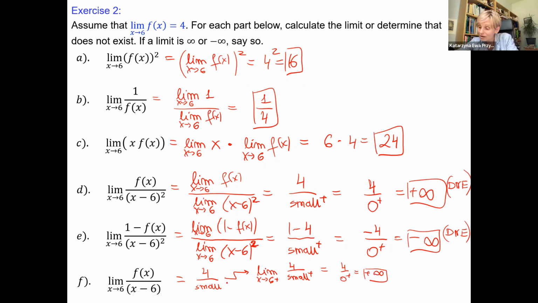Now we also have to investigate the limit on the left-hand side. It will be small. Left-hand side at 6 is 5.9, 5.99, 5.999 minus 6. It's a negative small number. That means it will be negative. 4 over small 0, it's a big number, but negative.